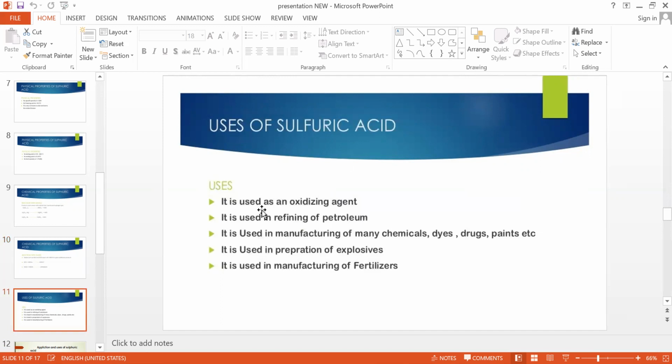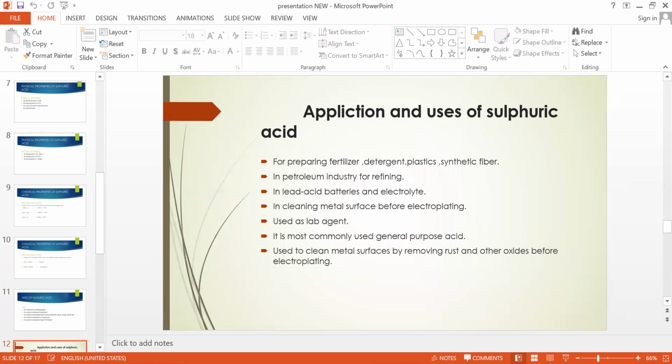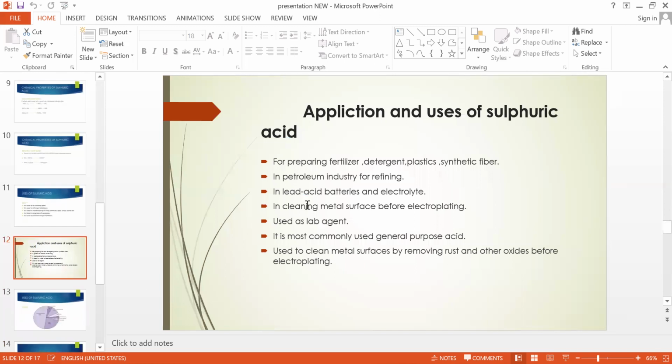Uses of sulfuric acid. It is used as an oxidizing agent. It is used in refining of petroleum. It is used in manufacturing of many chemicals, dyes, drugs, paints, etc. It is used in preparation of explosives. It is used in manufacturing of fertilizers. And here are the applications of sulfuric acid.